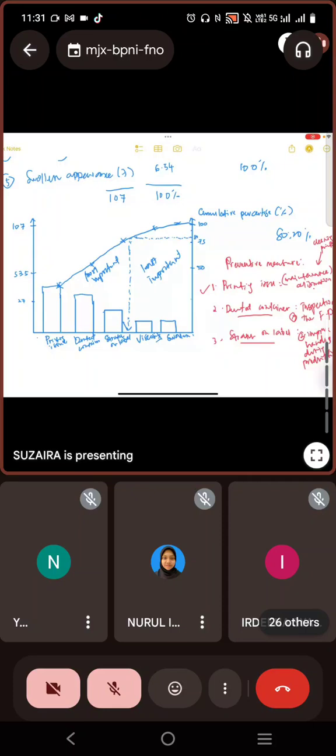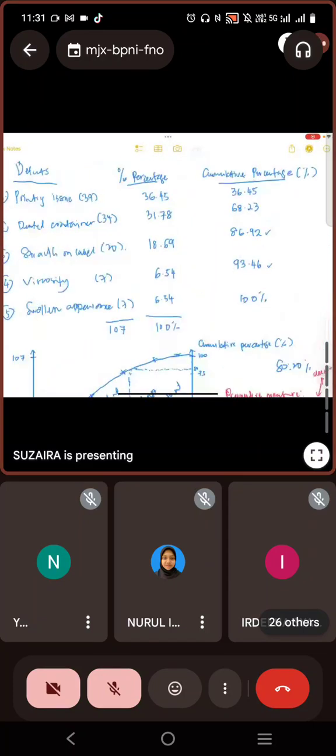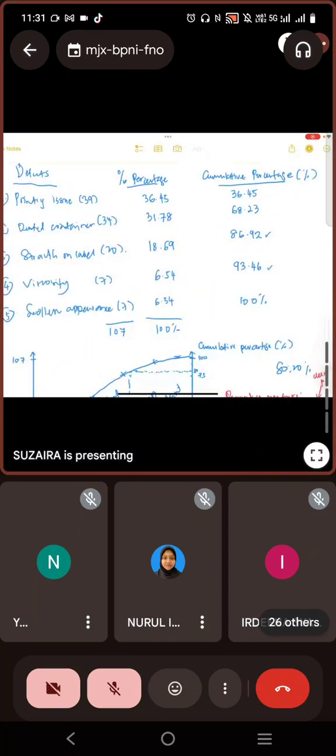So number 2 actually focuses on the operators, how they handle the products, or during distribution. Distribution means whenever we transport from the factory to the retailers. So from there we can actually reduce the defects.